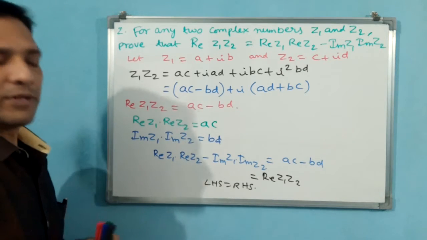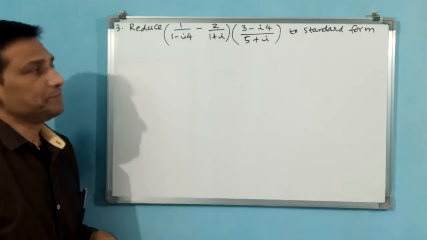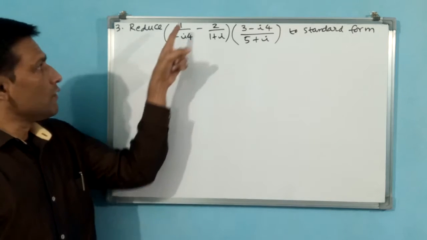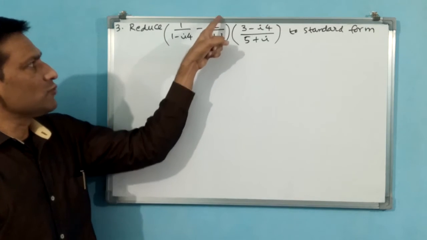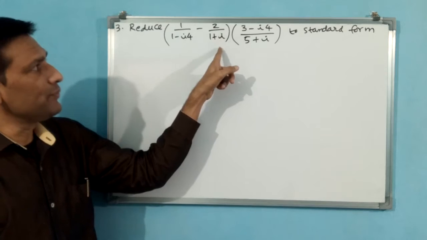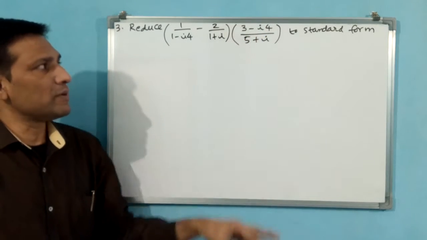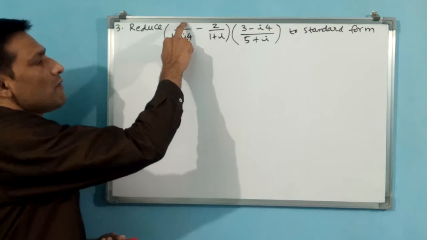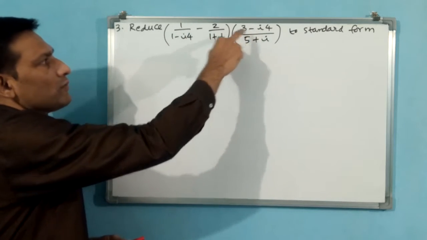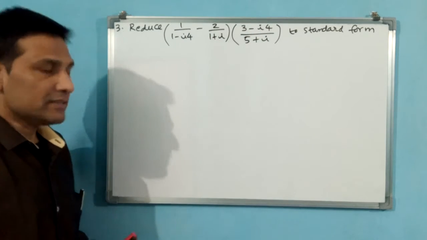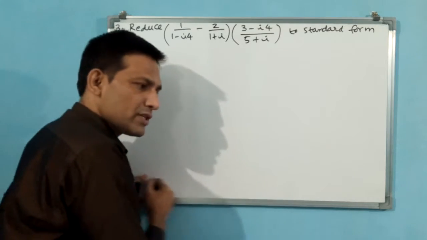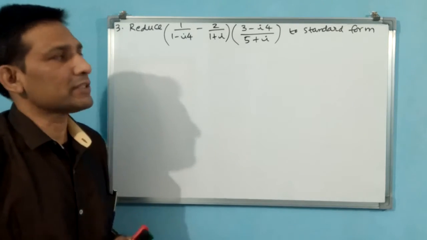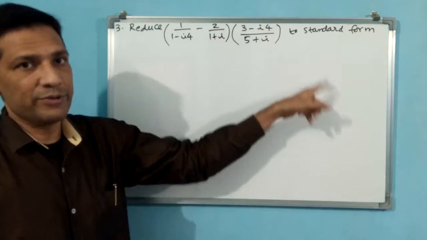Let us go for third question. See the third question. Reduce 1 by 1 minus i4 minus 2 by 1 plus i into 3 minus i4 by 5 plus i to standard form. That means here see 1, 2, 3, 4, four complex numbers are there. These four complex numbers together, finally you have to make it one complex number. That is going to become reduction, reduce.